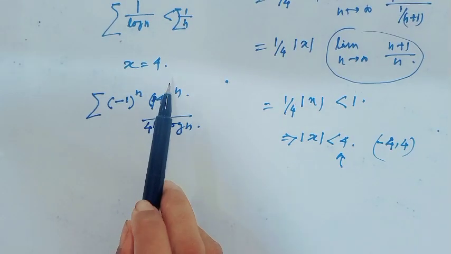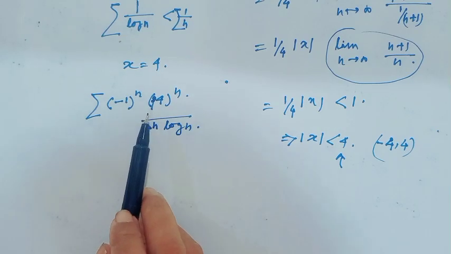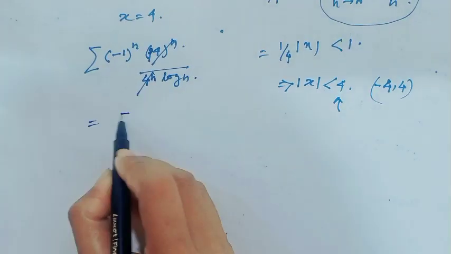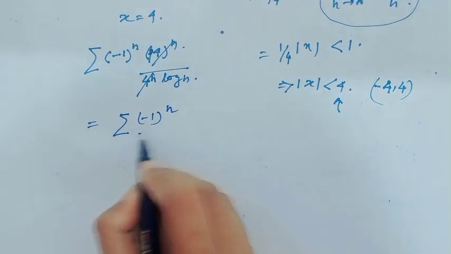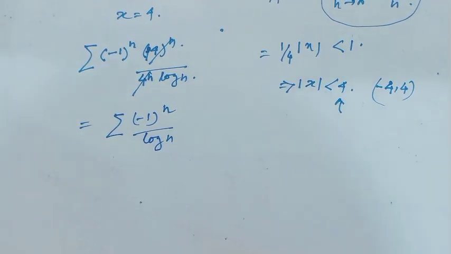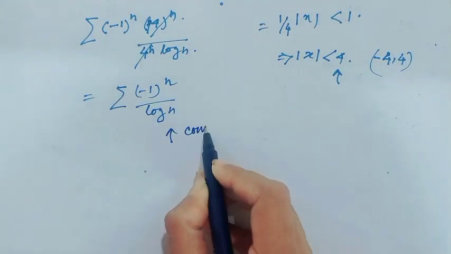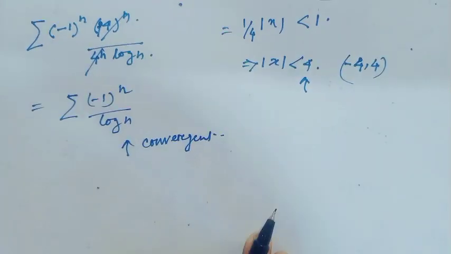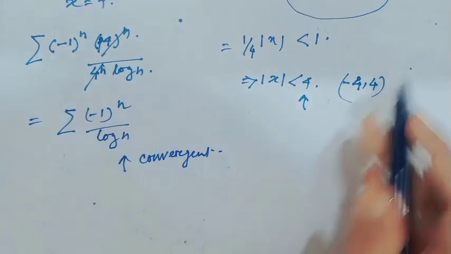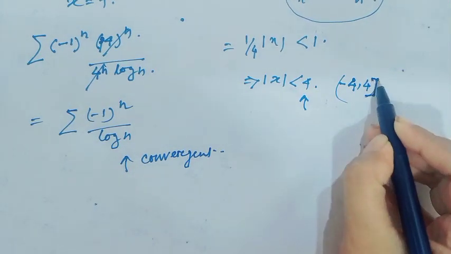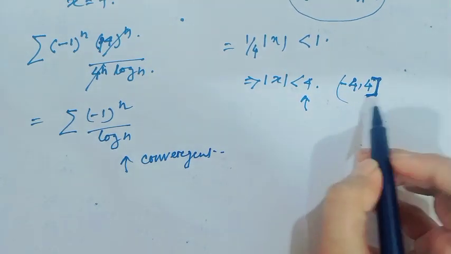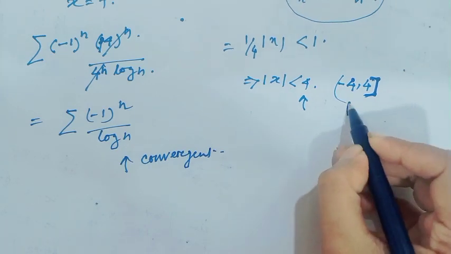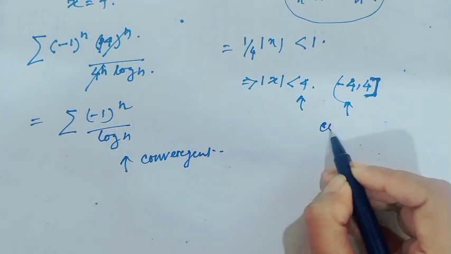When x equals 4, this implies minus 1 to the power n, 4 to the power n, over 4 to the power n log n. This would be cancelled. Then this implies minus 1 to the power n over log n. By the Leibniz test we can tell this series is convergent. Therefore at x equal to 4 this series is convergent. Therefore the interval here would be open at minus 4 and closed at 4. In this interval the series is convergent.